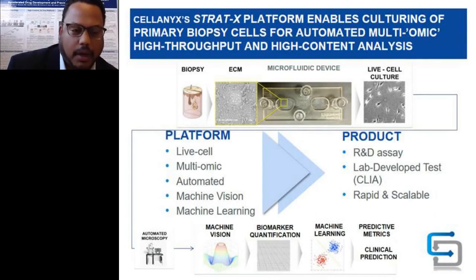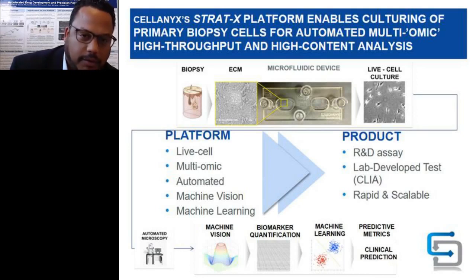Towards that aim, Cellanyx, the company that I represent as CEO and founder, developed a platform, what we term STRAT-X. And this platform enables the culturing of primary biopsy cells for automated multi-omic, and what I mean by that is phenotypic and genotypic, proteomic level type, high throughput and high content analysis. So let me walk you through what the STRAT-X platform does.